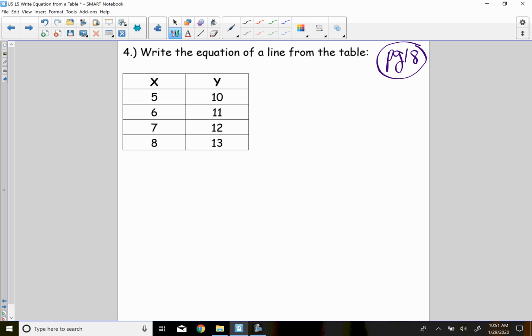So number 4, the top of page 18, the goal is to write an equation of a line using these points from the line. So these points have to be on this line that we're picking. The end goal is to get something that looks like y equals mx plus b.